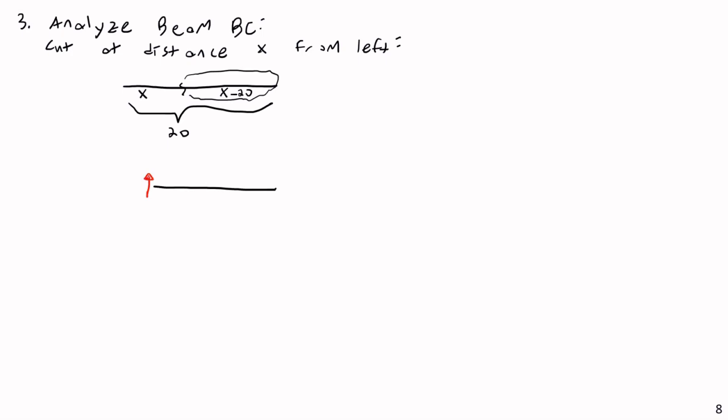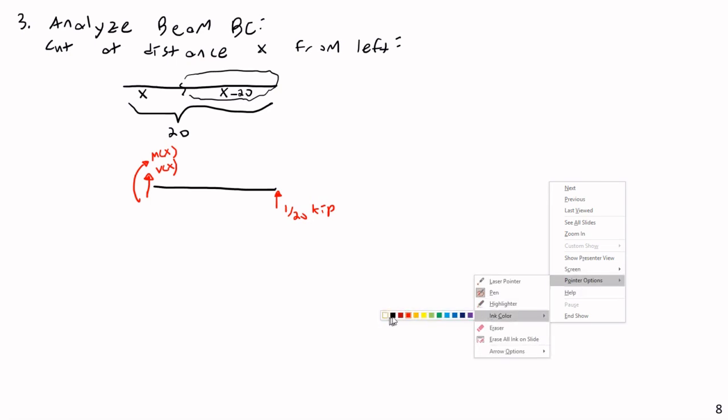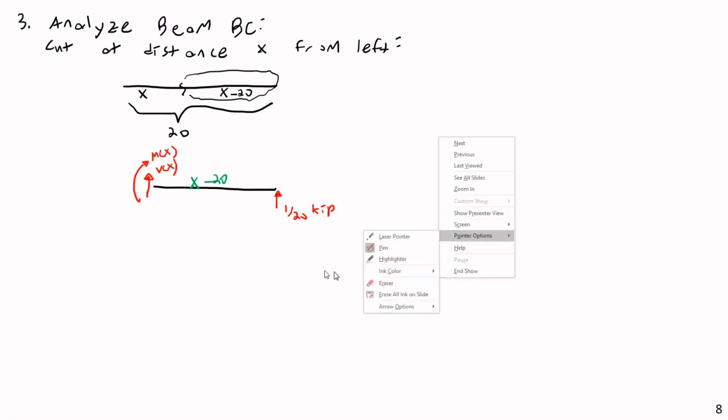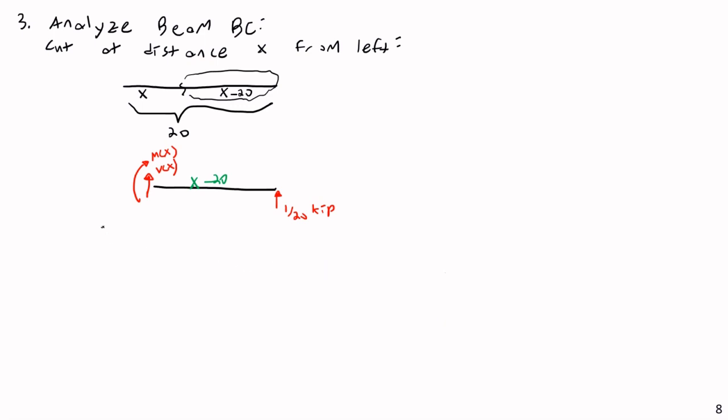So I have v as a function of x here, and m as a function of x here. Even though this is clockwise, this is of course our positive moment convention. Then we have 1/20th of a kip here, and 1/20th of a kip here. And this thing has length, not x and not 20, but x minus 20 feet. So then if I did a sum of moments about point x, this is going to be a really fun one.